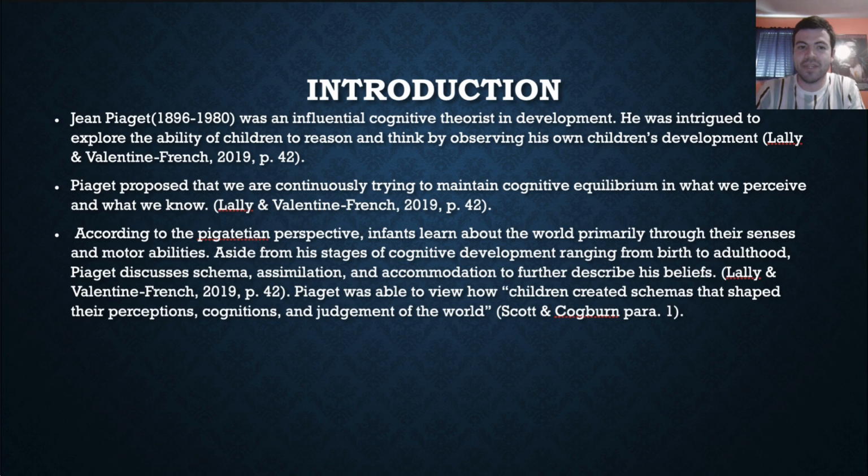Piaget proposed that we are continuously trying to maintain cognitive equilibrium in what we perceive and what we know. According to the Piagetian perspective, infants learn about the world primarily through their senses and motor abilities. Aside from his stages of cognitive development, ranging from birth to adulthood, Piaget discusses schema, assimilation, and accommodation to further describe his beliefs. Piaget was able to view how children created schemas that shaped their perceptions, cognitions, and judgment of the world.